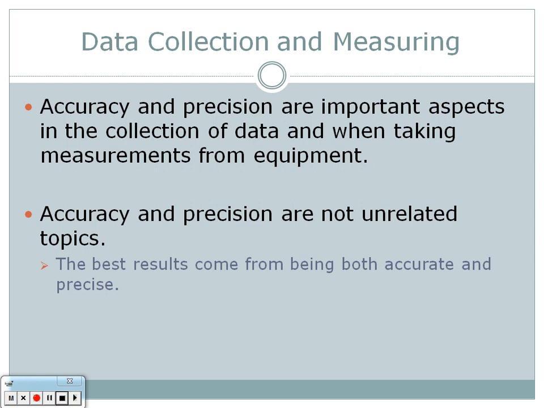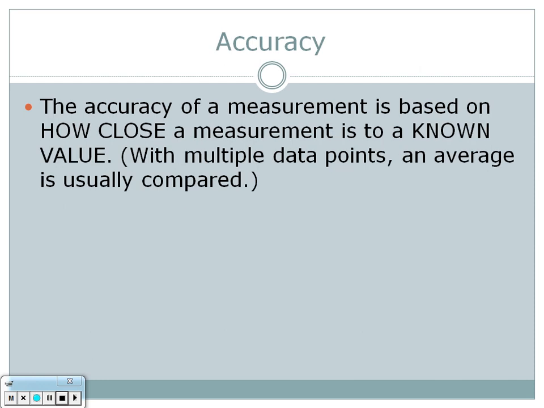Accuracy and precision are not unrelated topics, but they are different aspects of measurements. So the best results come from being both accurate and precise. Let's look at what these words mean. Accuracy, when you're talking about the accuracy of a measurement, it's talking about how close a measurement that you take is to a known value.